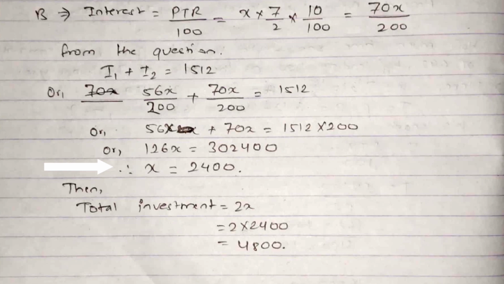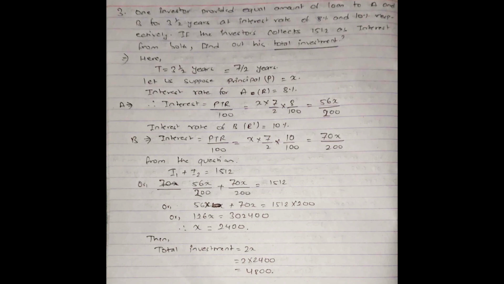Now we have to calculate the total investment. As the investor has invested equally in A and B, the value of total investment will be 2x, or 2 times the principal. We have calculated the principal to be 2400. Therefore 2400 times 2 is equal to 4800. Therefore our answer for the total investment is 4800 euro. So here's the whole solution for question number 3. Now let's move on to question number 4.